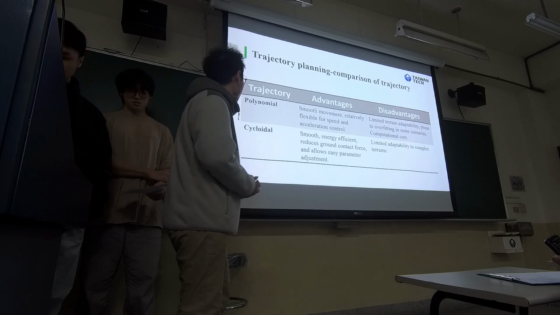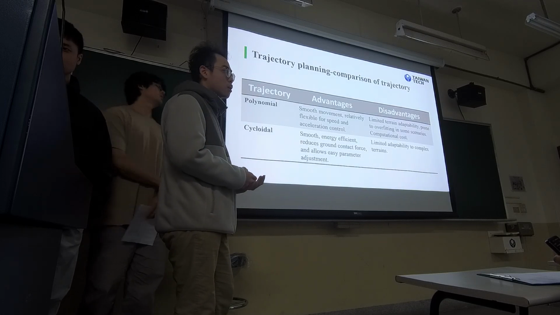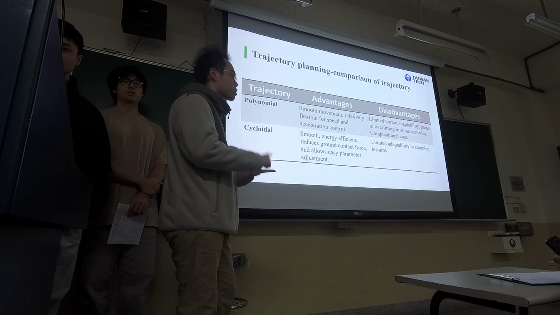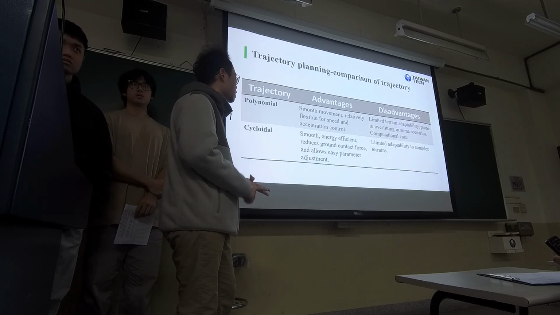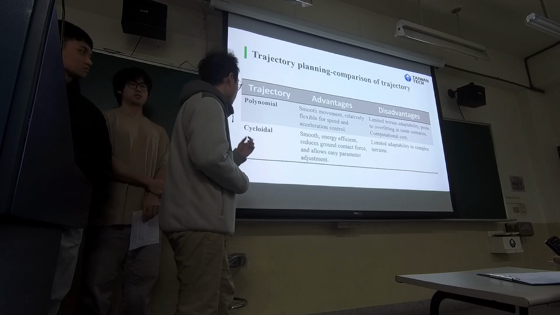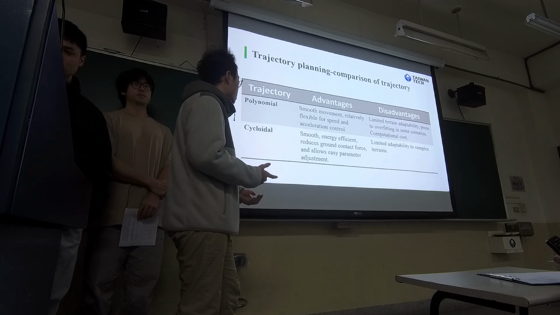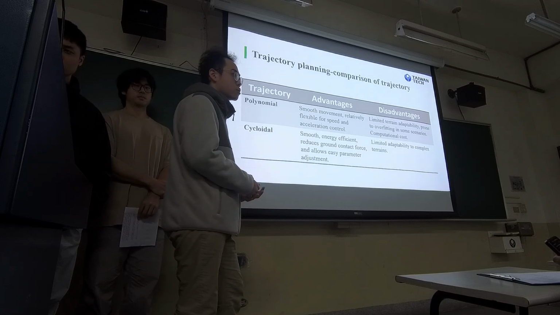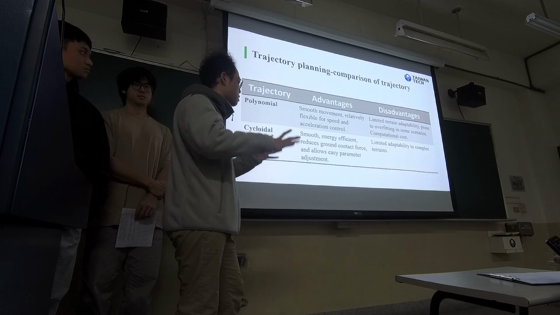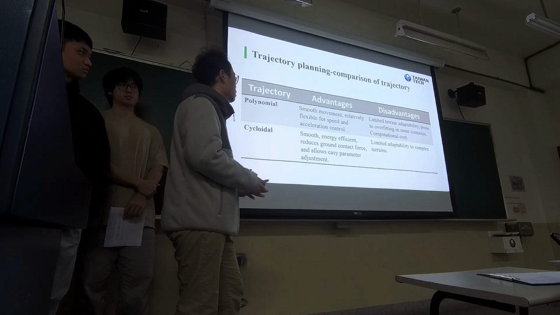And here are some common trajectories. For example, the first one is polynomial, and you can use 3rd-degree, 5th-degree, or 7th-degree, depending on your situation. It's flexible for speed and acceleration control because you can set the boundary conditions to fit what you want.